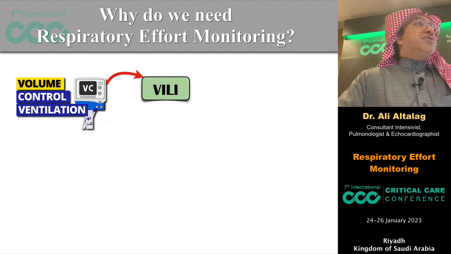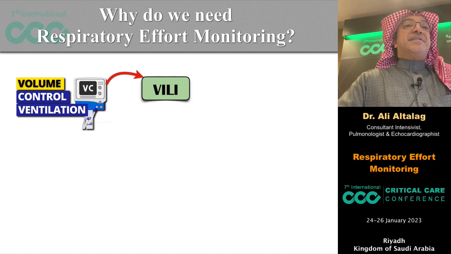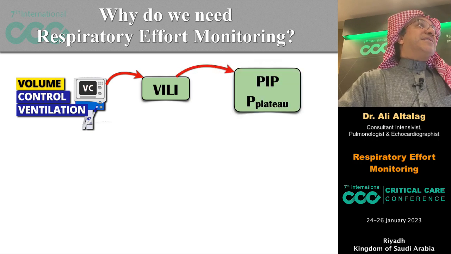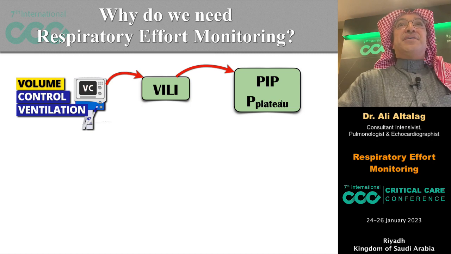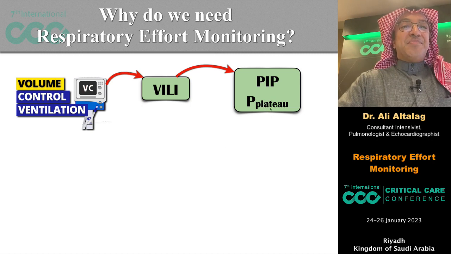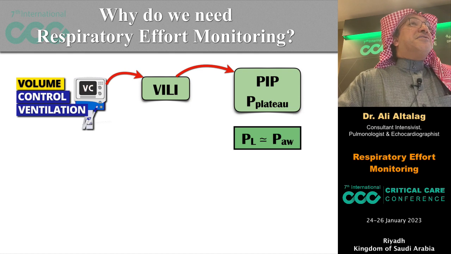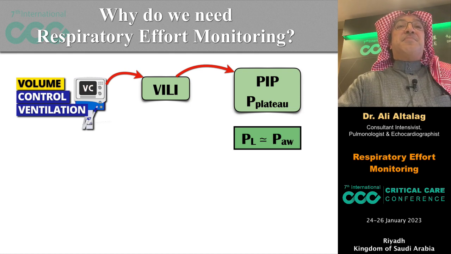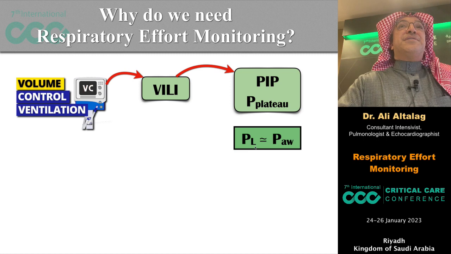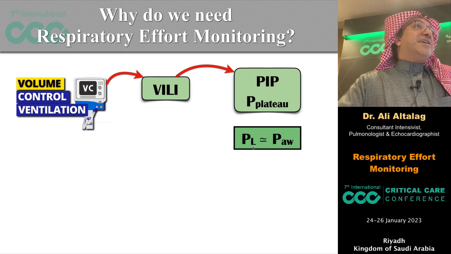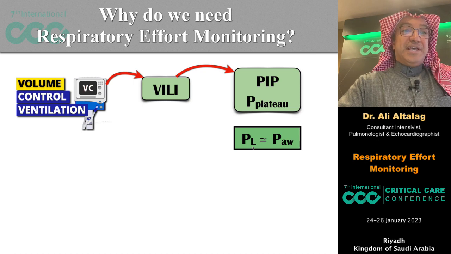And the reason we know that is that there is a parameter that can help us predict such injury, which is the airway pressures, particularly the plateau pressure. And the reason why it is easy to predict is that the plateau pressure in a passively ventilated patient equals roughly the transpulmonary pressure, and the transpulmonary pressure is the pressure that determines the lung injury in ventilated patients.